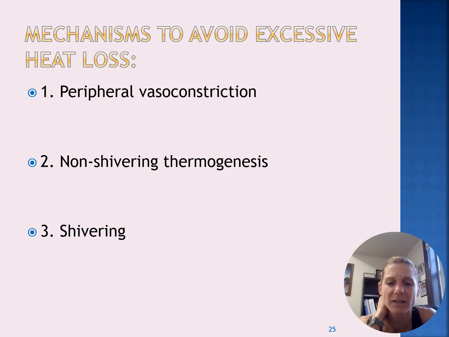So what are the mechanisms that we can use physiologically to avoid excessive heat loss? Number one, peripheral vasoconstriction. Blood vessels are going to vasoconstrict in the periphery, causing smooth muscle contraction around the blood vessels. The idea here is that blood is an excellent medium for us to transport heat, so we want to keep that heat close to our core. In a cold environment, we are willing to sacrifice our peripheral extremities in order to keep that heat at our core. So that is number one.